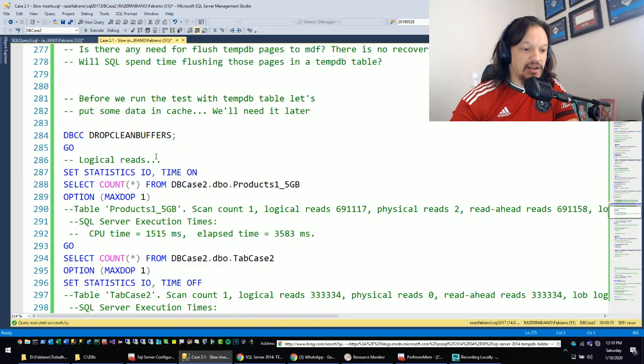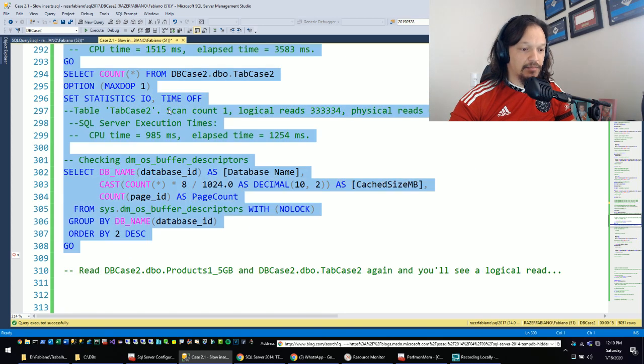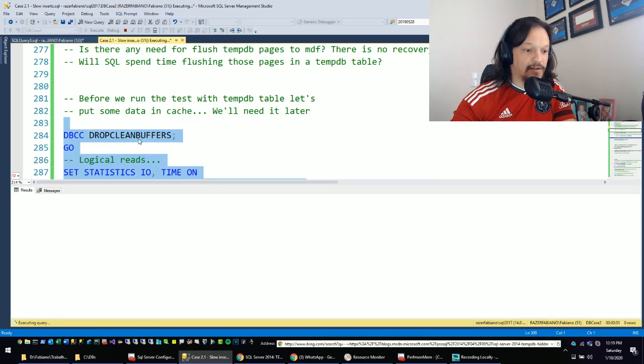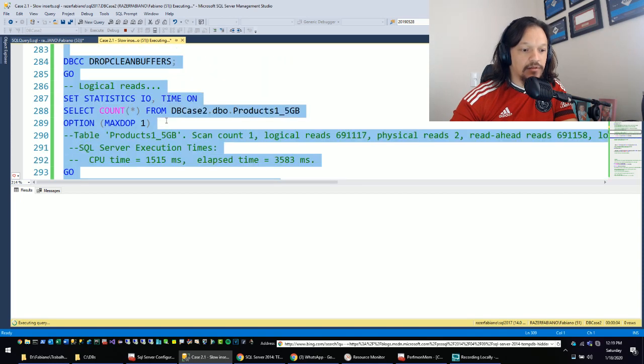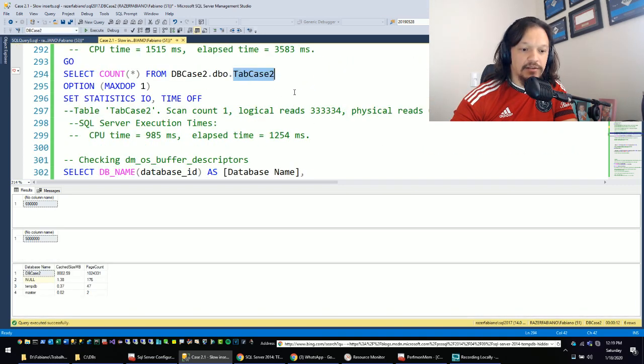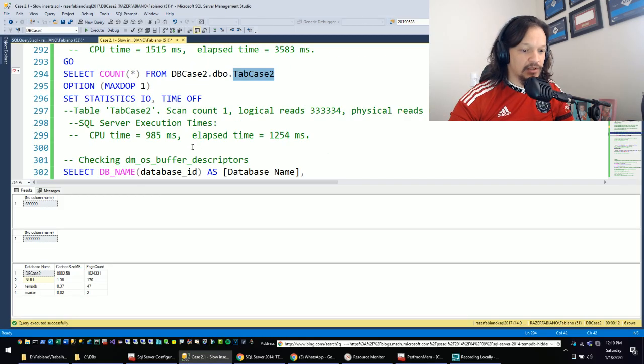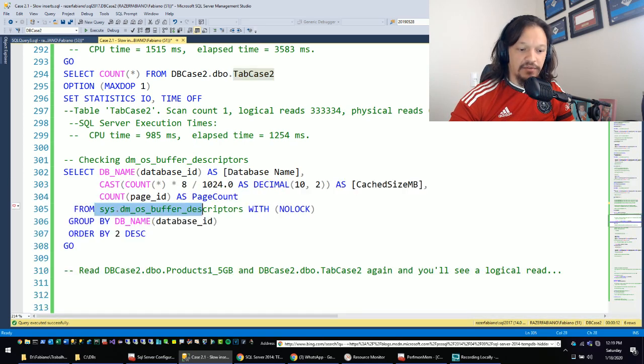Let's say I have the following scenario. Starting by flushing the cache, okay? And then I'm going to read two tables. The products one is going to put 5 gig in memory. And then the second table is going to put, I think, another 3 gig in memory. Yes, the total data cache used for the database is 8 gig, okay? That's because I'm looking at the buffer descriptors here.